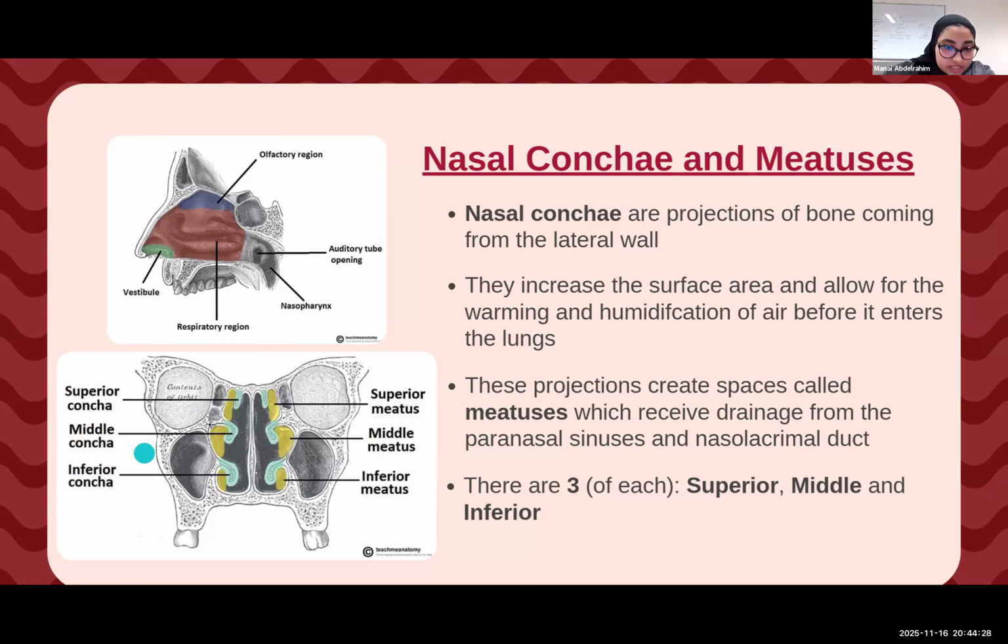These projections are going to be creating these spaces that you can see here. They're colored in yellow. And the spaces are called meatuses. And we have three, again, same name, superior, middle, inferior. And they receive drainage from the paranasal sinuses and from the nasolacrimal duct. We'll talk about these two later on.